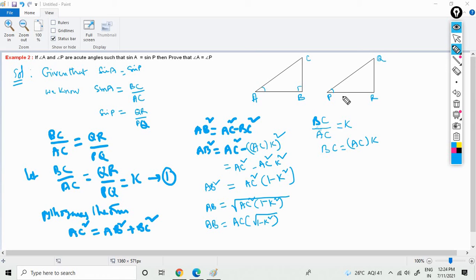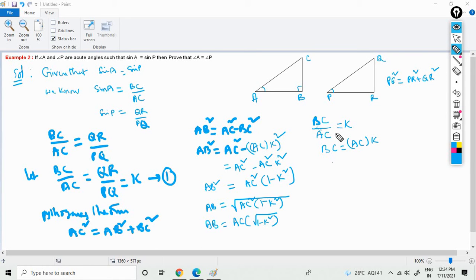So why am I identifying this value? I wanted to find out AB by PQ, because I wanted to show that the ratios are equal. So just see, if in this particular triangle I apply the Pythagoras theorem, what will happen? I'm writing here itself, PQ square is equal to PR square plus QR square.